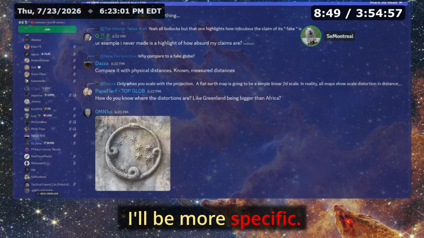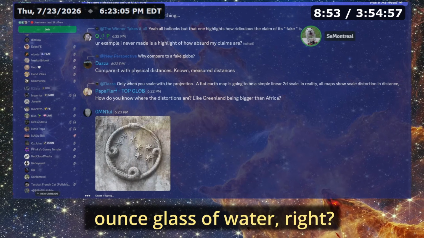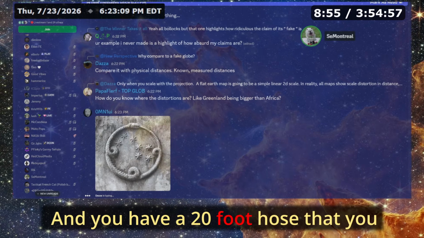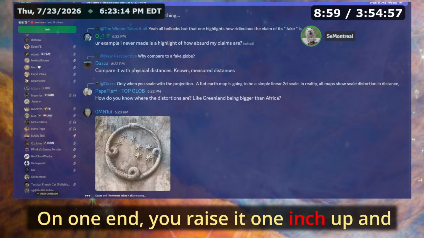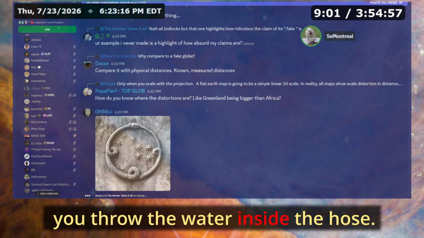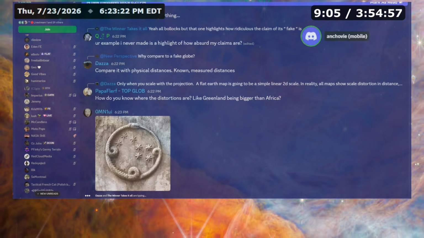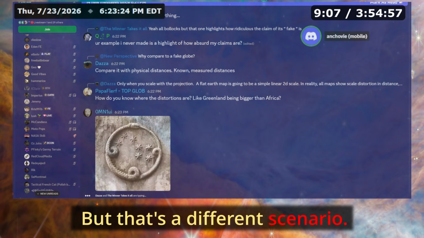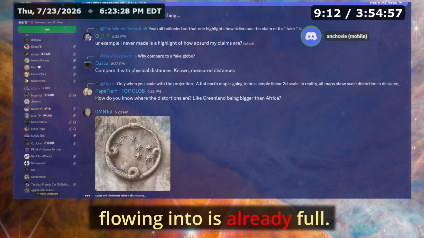Okay, I'll be more specific then. You get a glass of water, an 8-ounce glass of water, right? And you have a 20-foot hose that you bought from Home Depot. On one end, you raise it 1 inch up and you throw the water inside the hose. Would that water flow from one end to the other? Yes, but that's a different scenario, and the factors change based on what it's flowing into is already full.